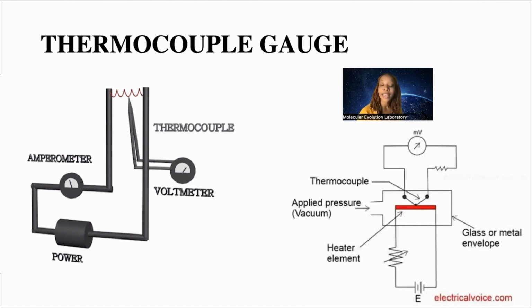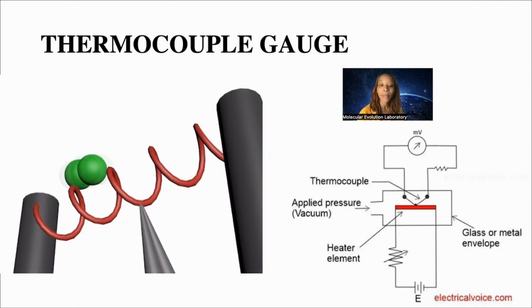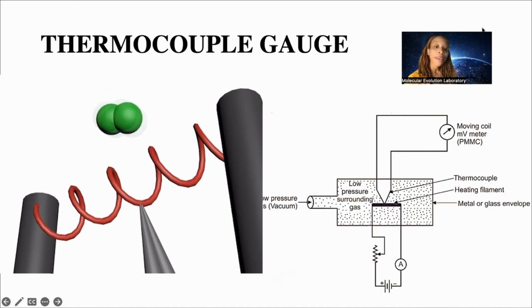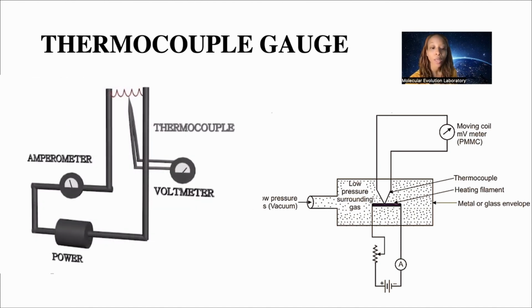A thin filament is heated by passing a fixed electric current through it, and the temperature of the filament is then measured using a device called a thermocouple, as we can see here. The filament is in contact with a gas whose pressure we want to determine. As the molecules in that gas collide with the hot filament, they tend to carry away some energy, reducing the filament temperature. The higher the pressure, the more molecules will collide with the filament and the lower its temperature will be. The thermocouple produces a voltage that is related to the filament temperature and therefore to the gas pressure.